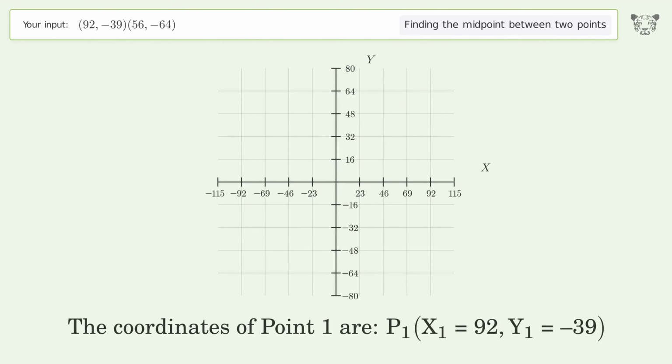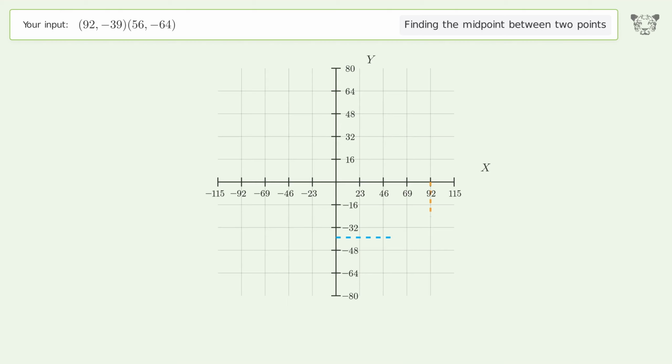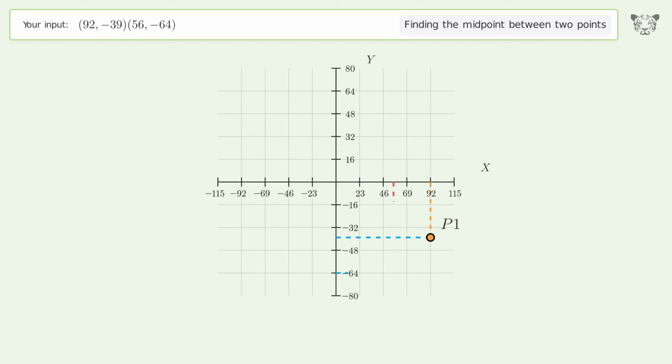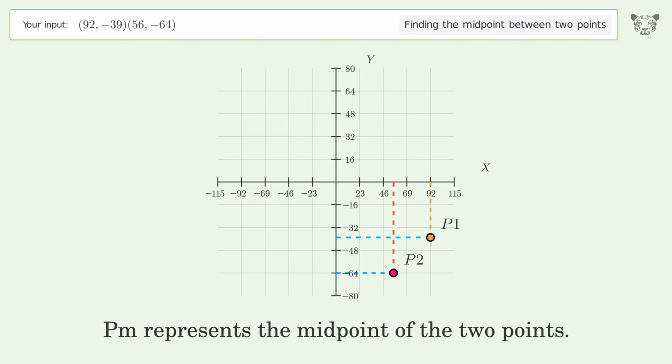The coordinates of point 1 are x1 equals 92, y1 equals negative 39. The coordinates of point 2 are x2 equals 56, y2 equals negative 64. PM represents the midpoint of the 2 points.